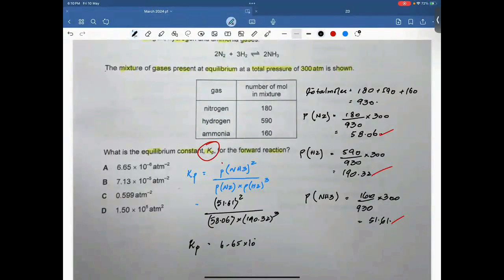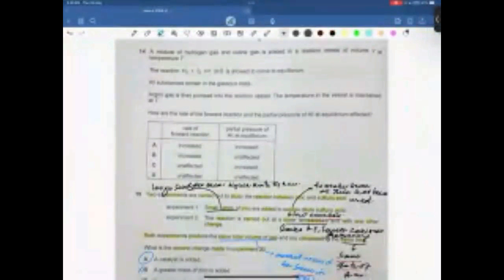All right. So let's suppose it is atmosphere squared over atmosphere to the power 4. Atmosphere to the power 4 over... basically the unit is 1 over atmosphere squared. So the final unit is basically atmosphere inverse 2. So 6.65 into 10 to the power minus 6, A is going to be the right answer. Okay. Question number 14.